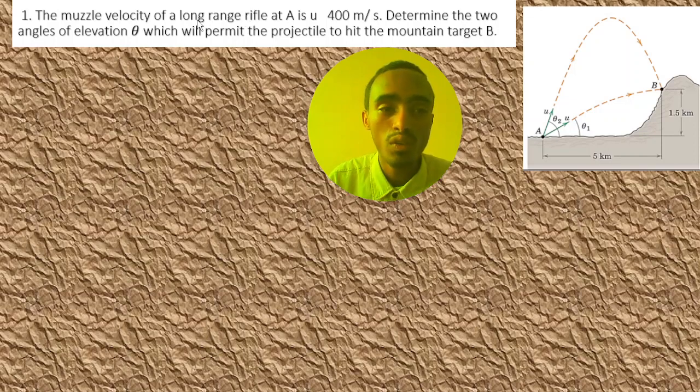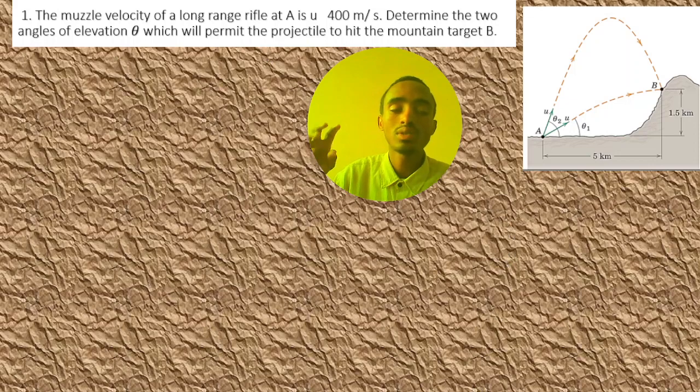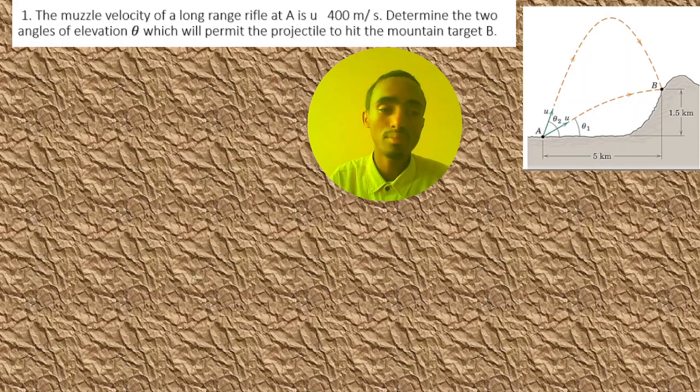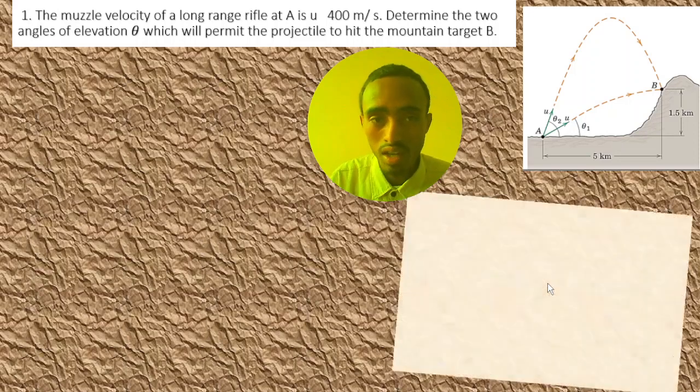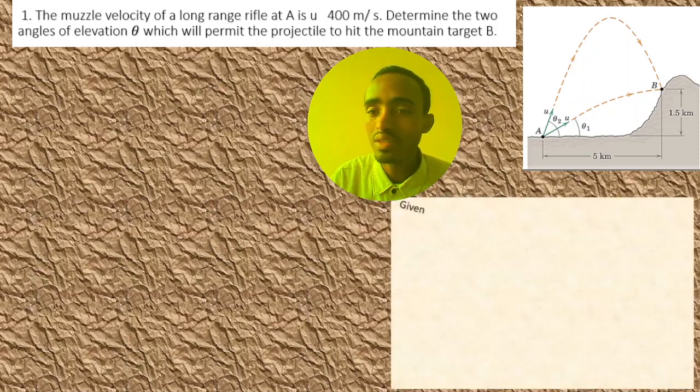The muzzle velocity of a long range rifle is 400 meters per second. Here we have a velocity of 400 meters per second. Determine the angle of elevation theta which will permit the projectile to hit the mountain target at B. As I told you before, you can use the equation of the trajectory and you can simply calculate the angle theta. So first we must know the given quantities.